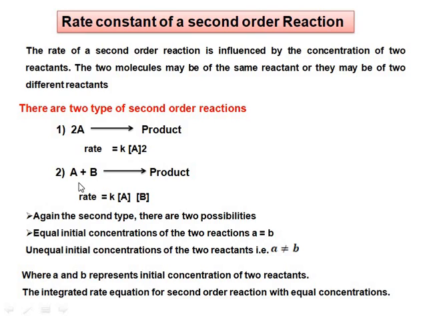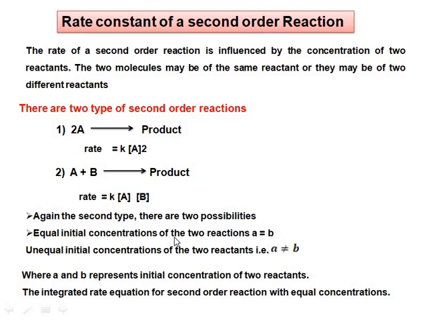The other type of reaction has two different reactants reacting to give the products, and therefore the rate of the reaction is equal to k into the concentration of A into the concentration of B. This is the second type of reaction.